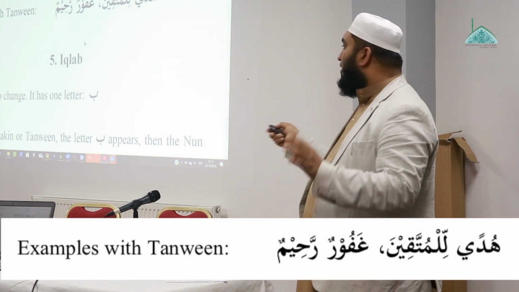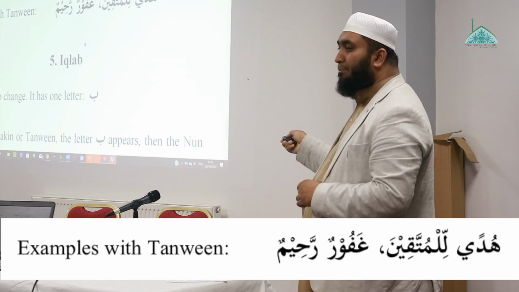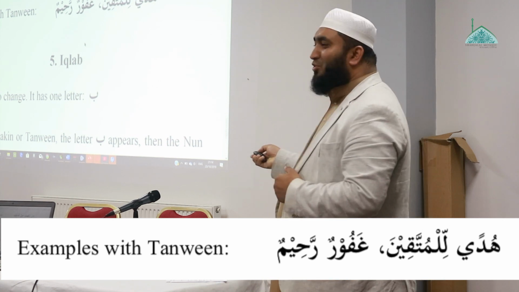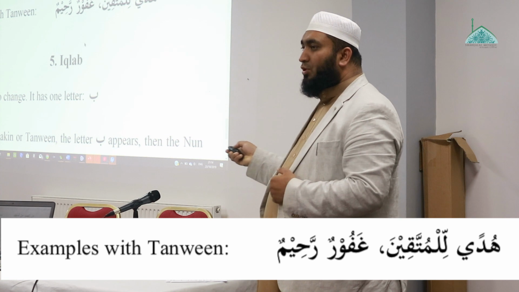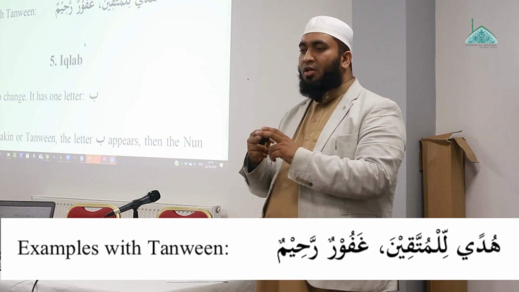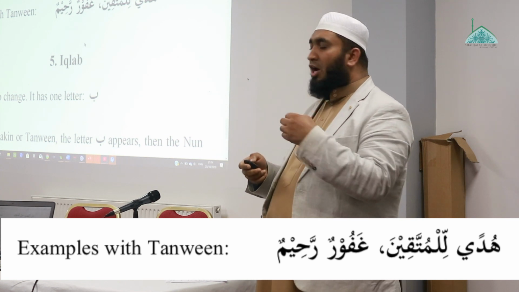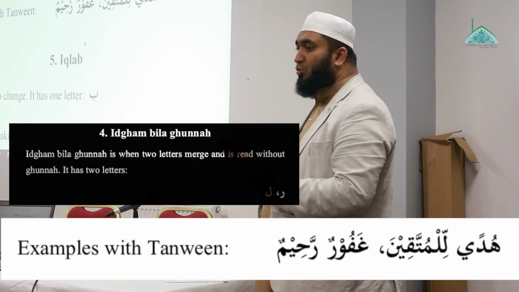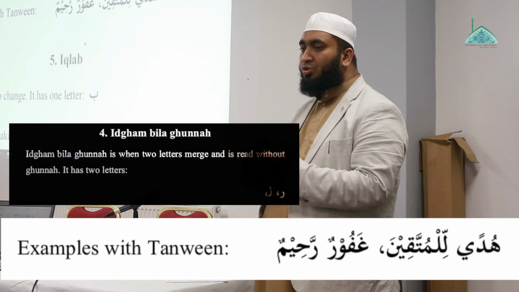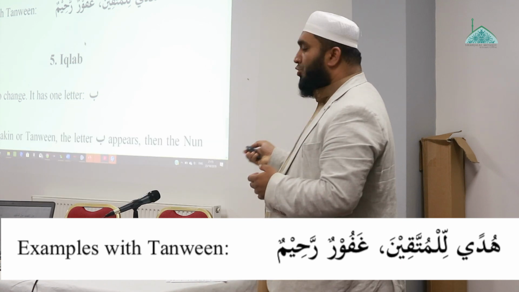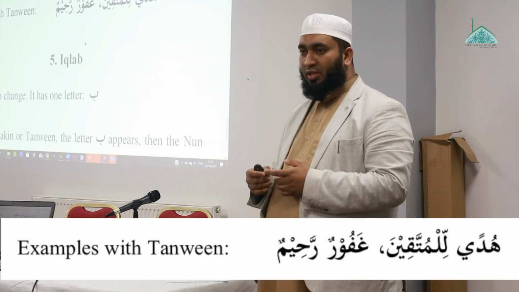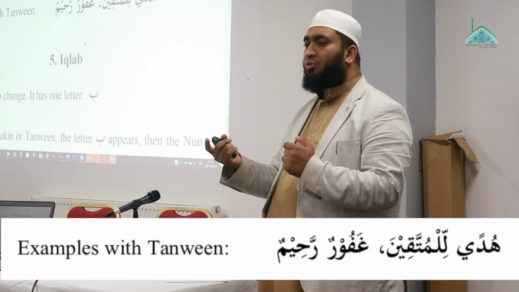We say Huda, and this dal will join with lam. So Hudal lil muttaqin. So we have got two zabur here, followed by a lam. So we know that the zabur is a tanween. So after tanween, if lam comes, it will be merged without any Ghunnah. So if you read it clearly, we should have said Hudan lil muttaqin.